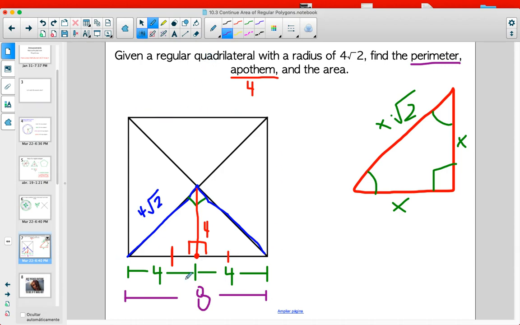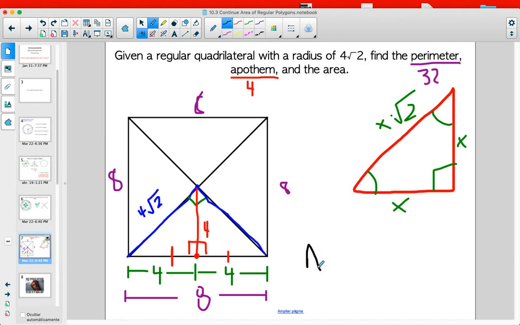So the perimeter is going to be 8 plus 8 plus 8 plus 8. Or repeated addition is multiplication. So 8 times 4 is 32. All right, we're almost done.